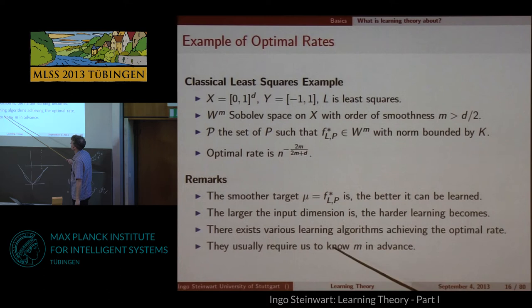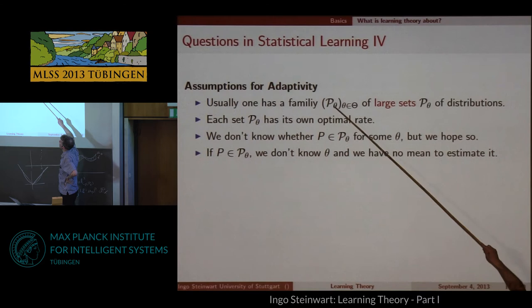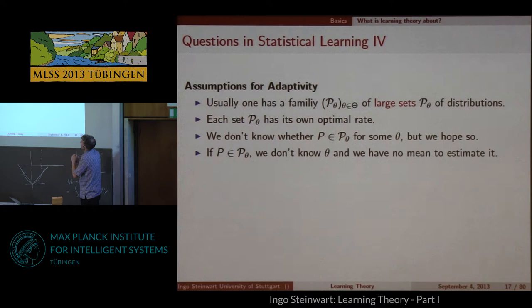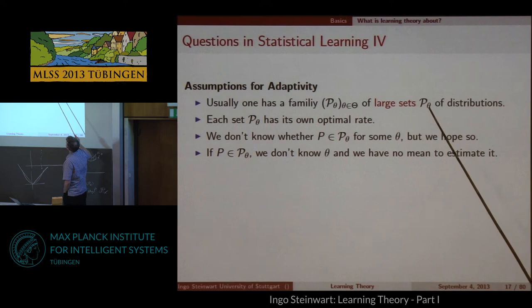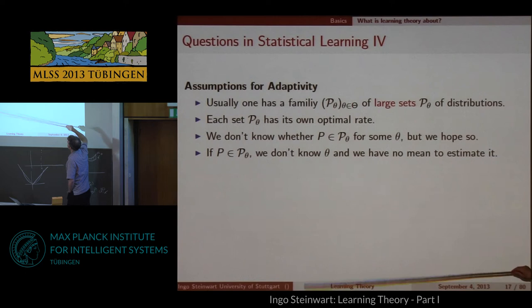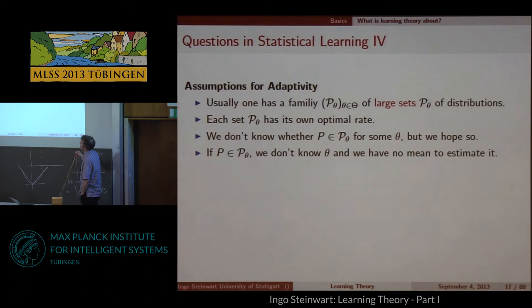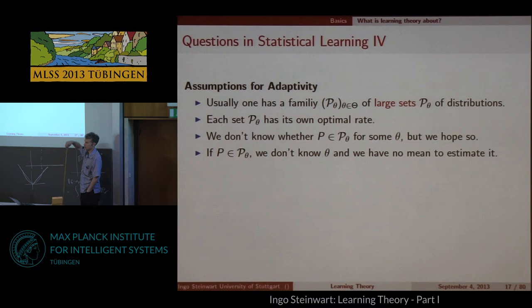And this is adaptivity. So usually, instead of having just one set of distributions, we have an entire family of distributions. And in the case of the previous slide, this parameter theta would be the smoothness, m. And the sets of distributions in that case would be the ones for which the conditional expectation is smooth in the Sobolev sense. So we have an entire family of sets of distributions. Each set has its own optimal rate, usually different for different values of theta. And we do not know whether our distribution P is in one of these sets, but we hope so.